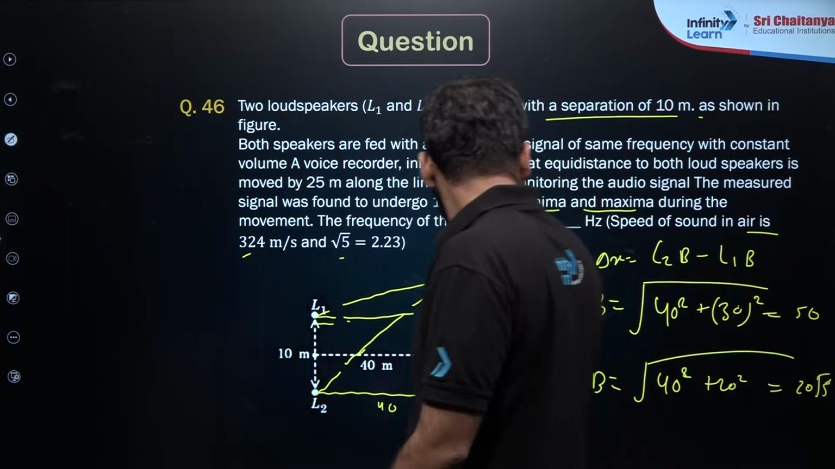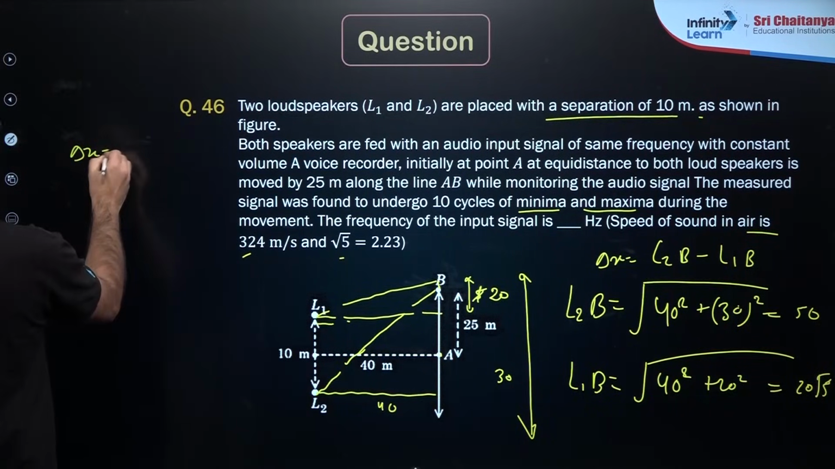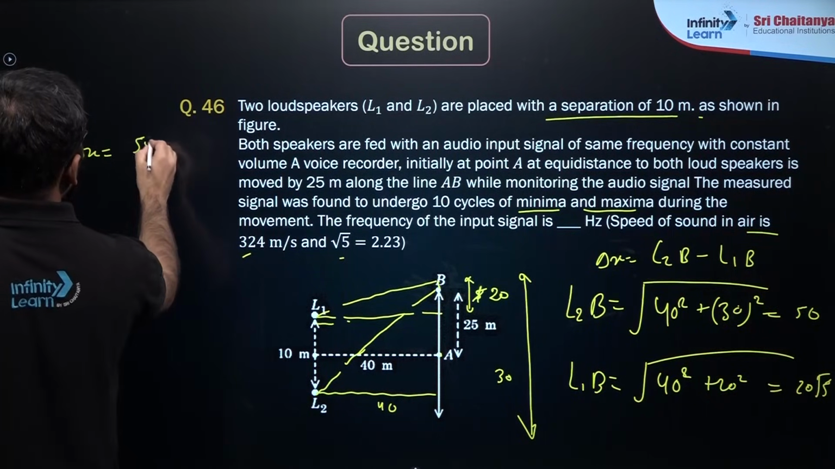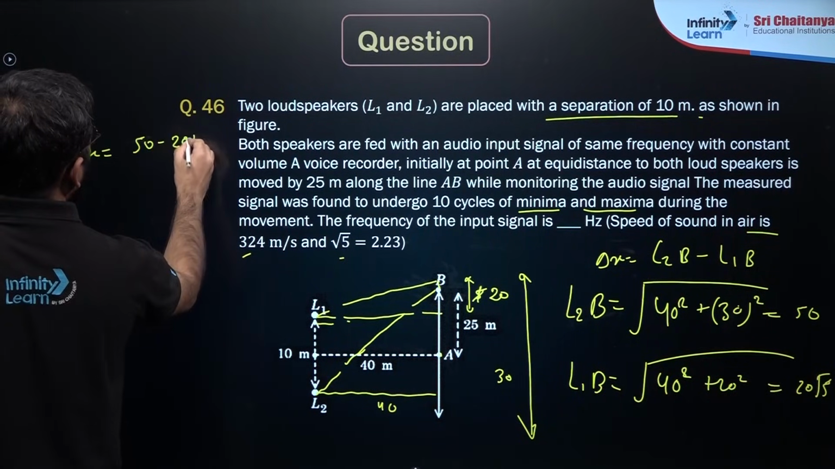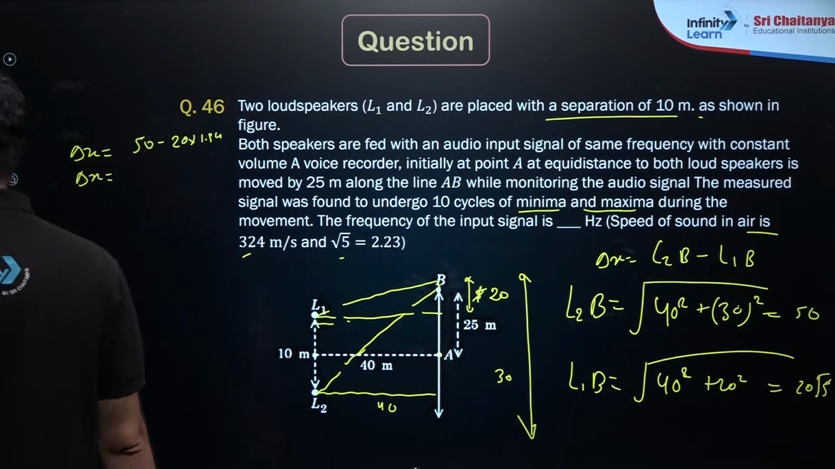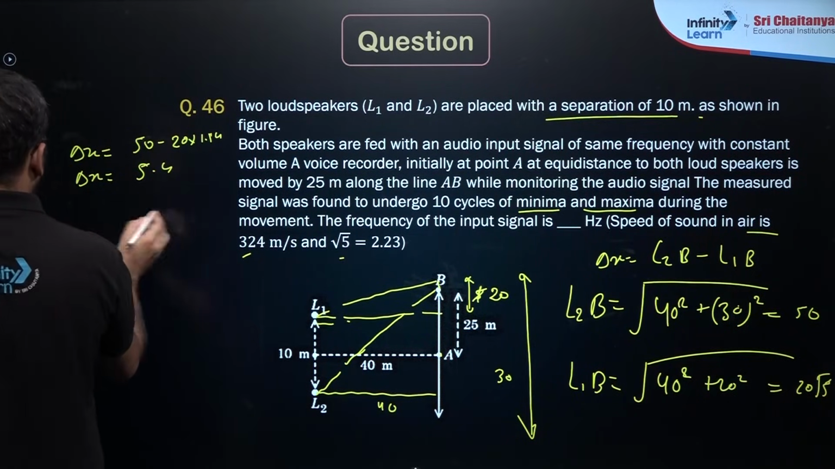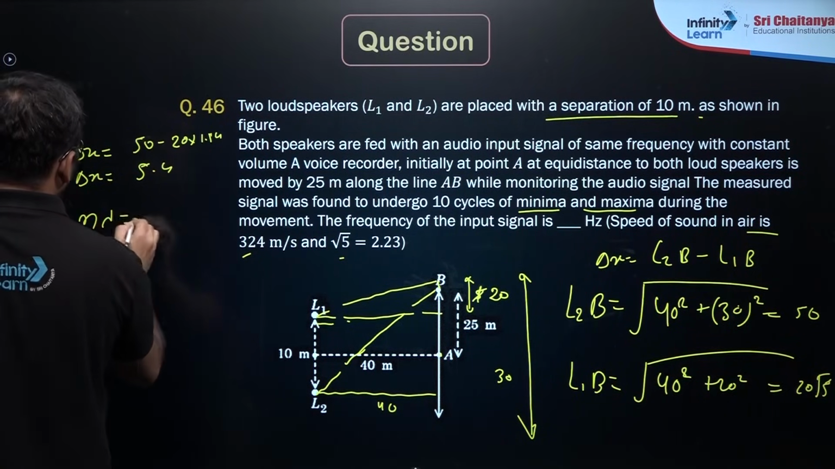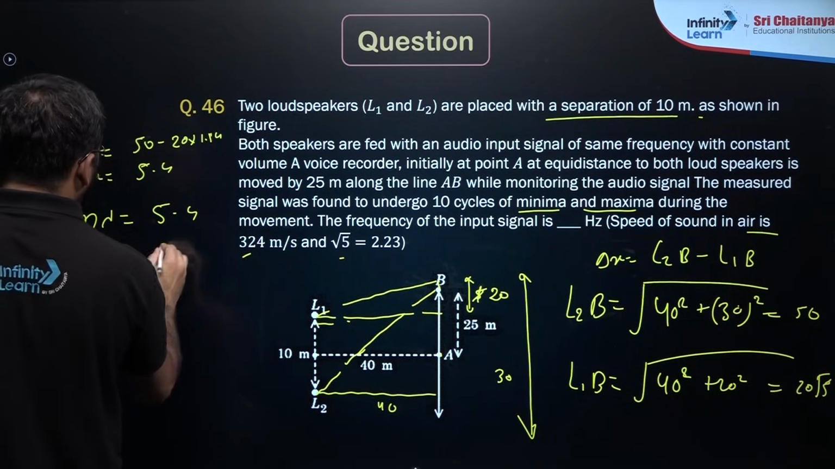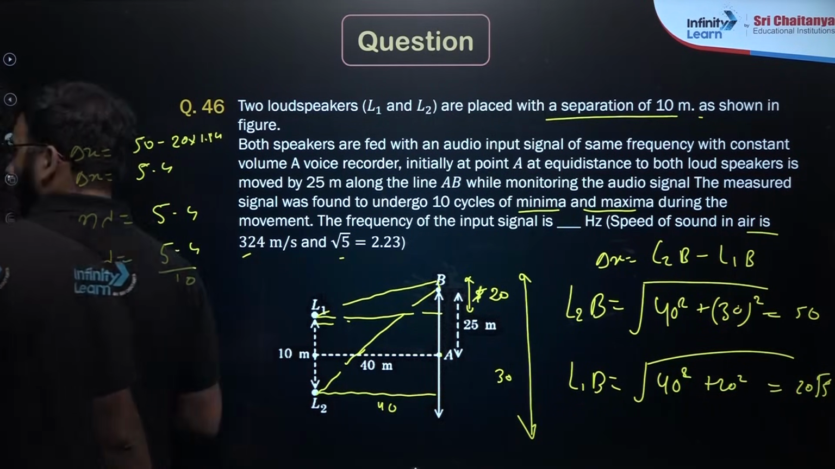So just take the difference. Delta x equals L2B, which is 50, minus 20 into 1.14. So delta x equals, how much you get? That is 5.4. So delta x is n lambda, which is 5.4. So n is 10. So wavelength equals 5.4 divided by 10. So lambda equals, how much do you get?